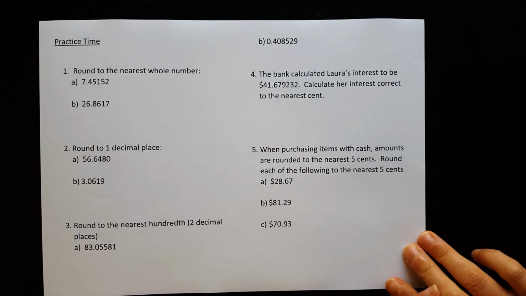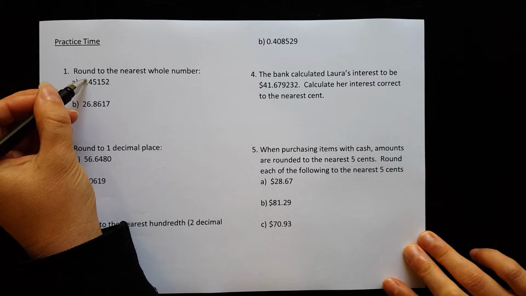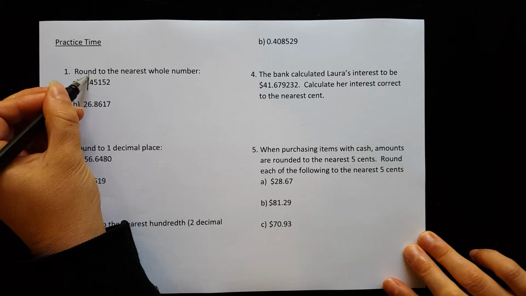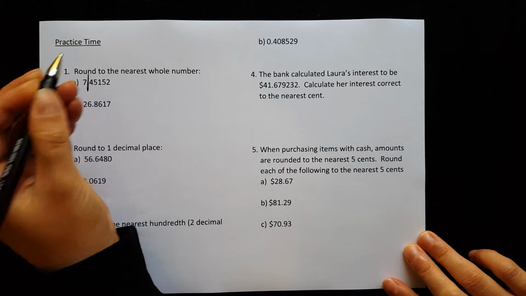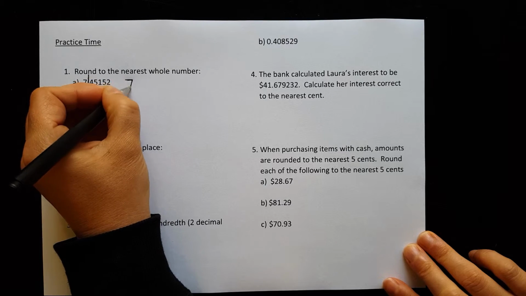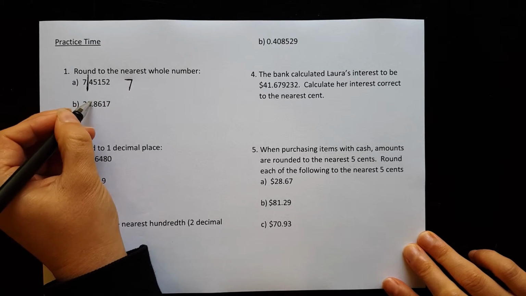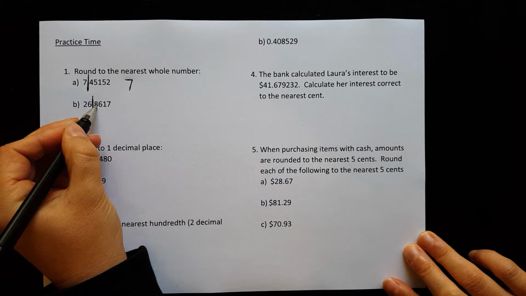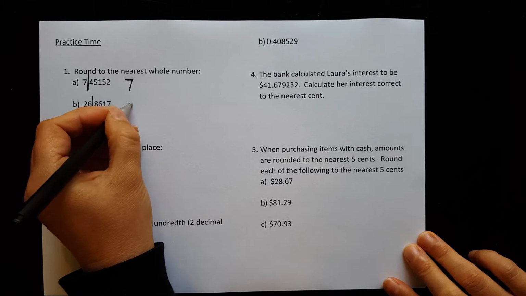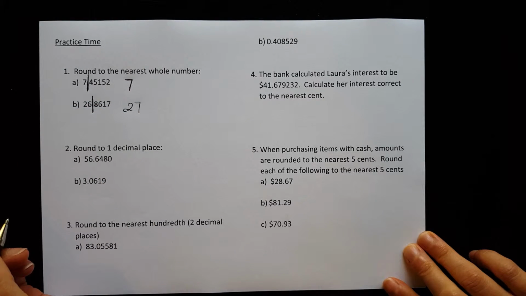Question 1, round to the nearest whole number. So the nearest whole number, it means we want to put our line here at the decimal point. My number is below 5, so my nearest whole number is just 7. Putting the line at the decimal for the second question here, I have an 8. It's 5 and bigger, so I need to round this up to become 27.